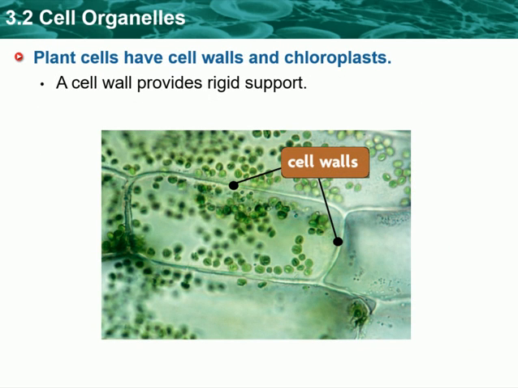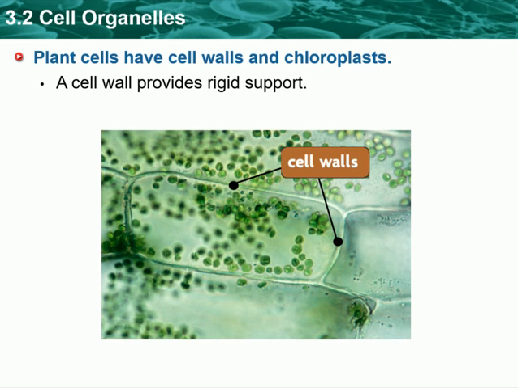Fourth main idea: Plant cells have cell walls and chloroplasts. Plant cells have two features not shared by animal cells: cell walls and chloroplasts. Cell walls are structures that provide rigid support. Chloroplasts are organelles that help a plant convert solar energy to chemical energy.